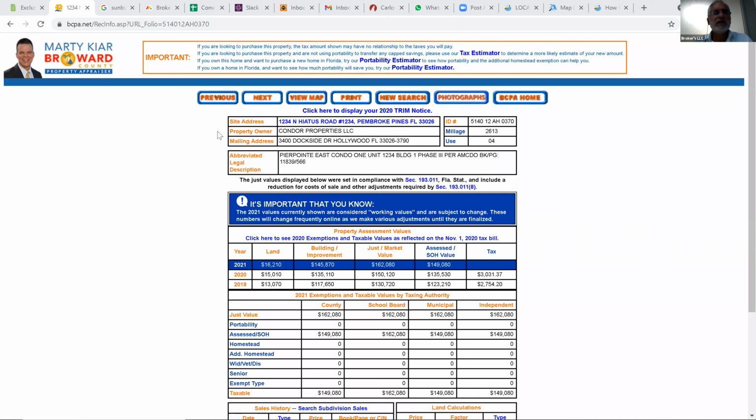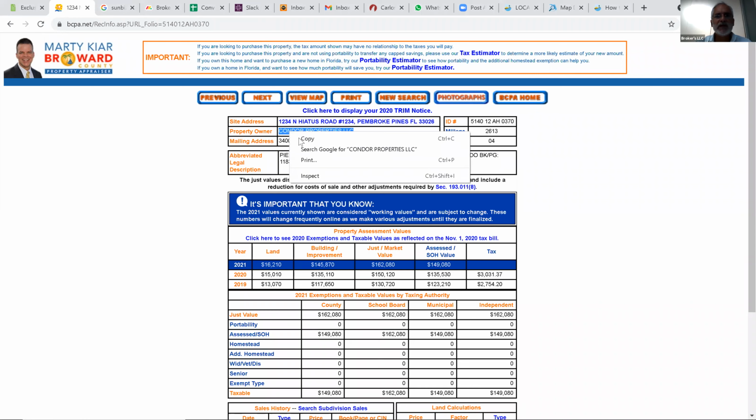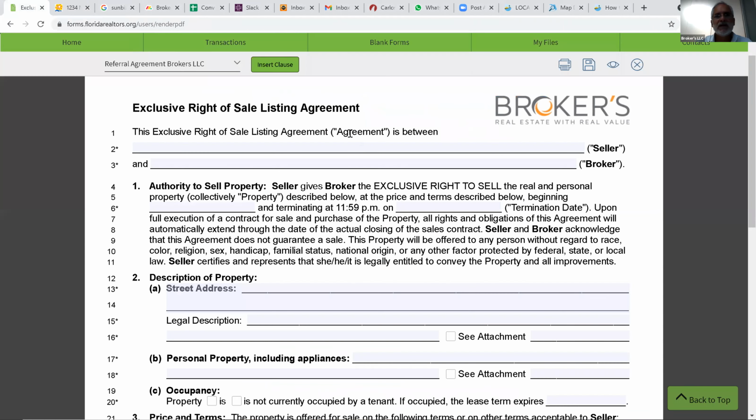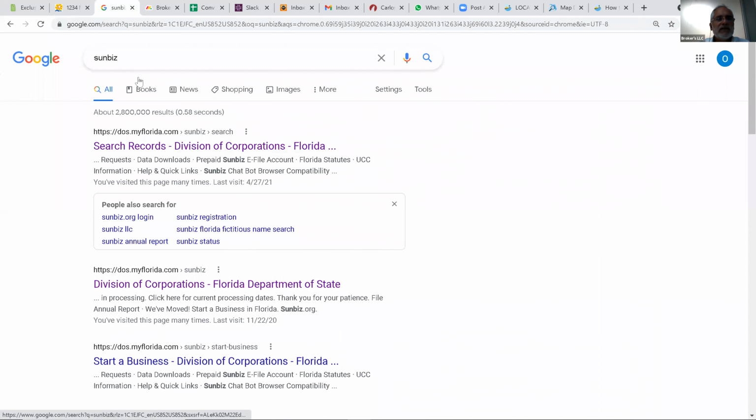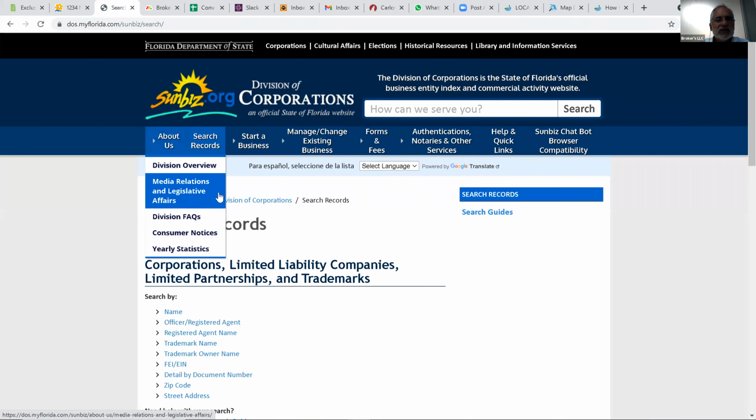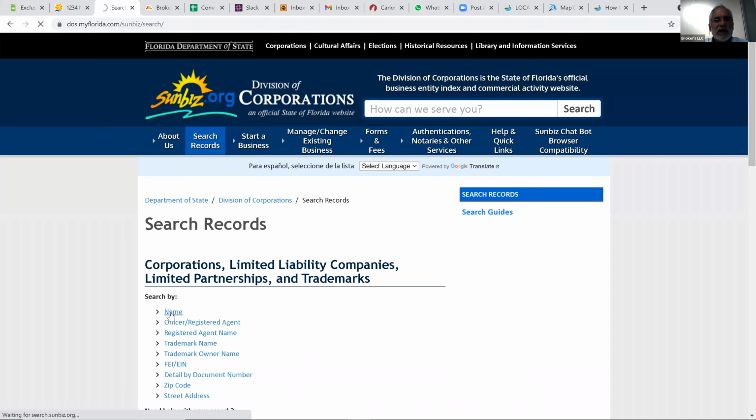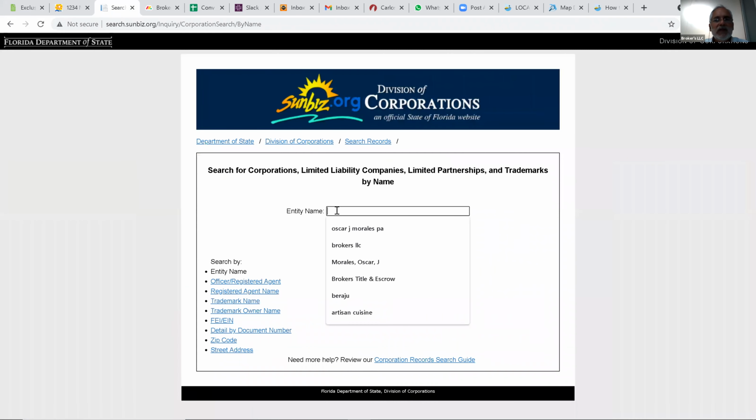Okay. So in this case, the property owner is a corporation, Condor Properties LLC. I'm just gonna copy this information and paste it into my for simplicity. But how can I make sure that the person who will be signing this contract is allowed to? So I just go to Sunbiz. This is the Department of State of Florida, and you can see the public records. So when you try to find a corporation, just click on name and paste the information of the owner.